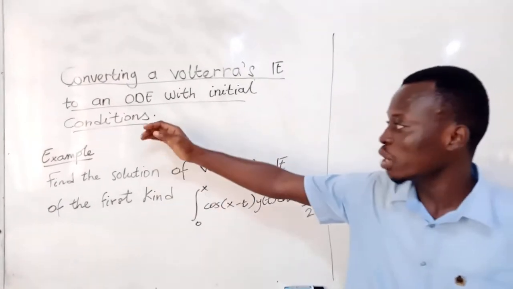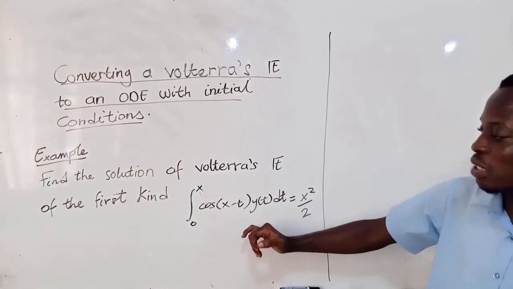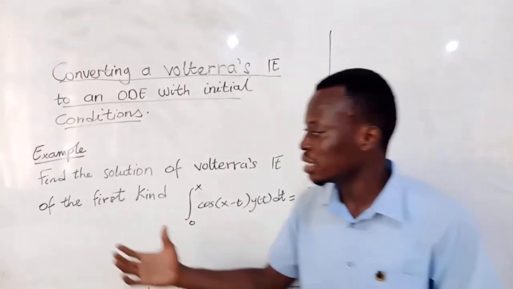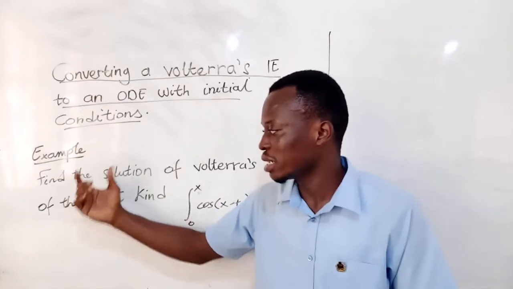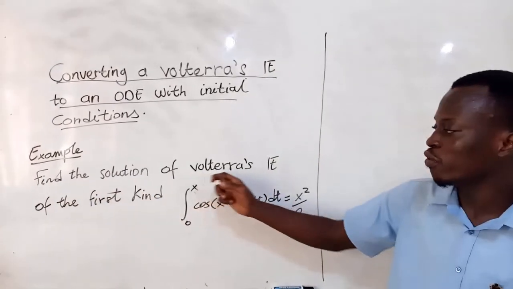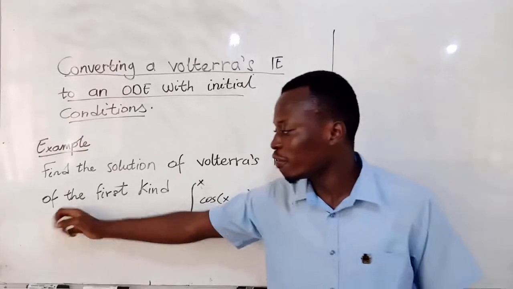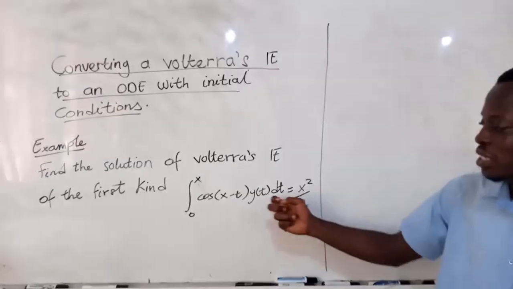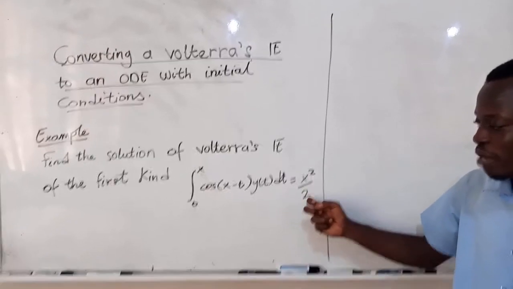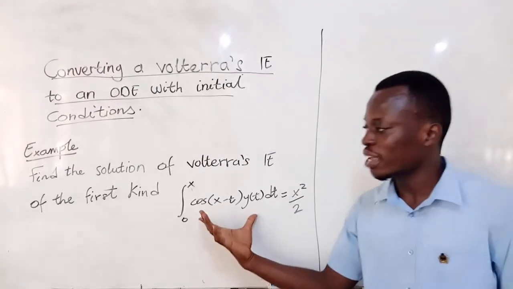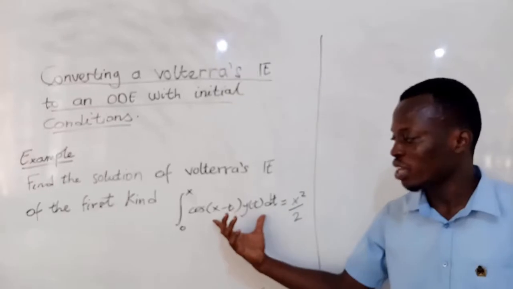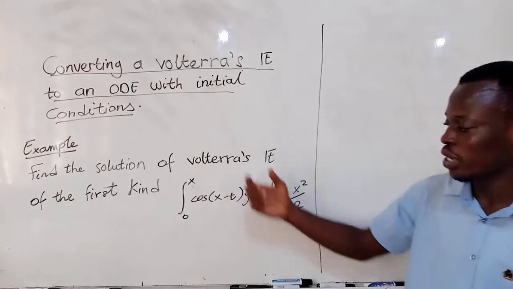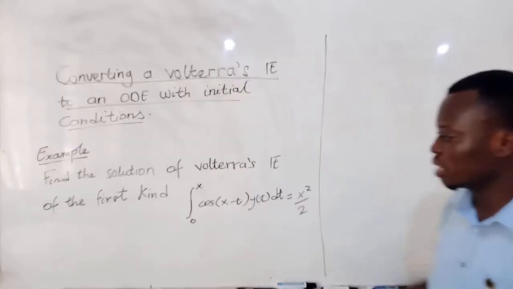Now to get our initial conditions, we can get them from the previous equations. So let's demonstrate it by taking this example. Find the solution of a Volterra's integral equation of the first kind, the integral from 0 to s of cos(s minus t) y(t) dt equals s squared divided by 2. This is the first kind because the unknown function appears only under the integral sign. Integrating from 0 to s makes it a Volterra's integral equation. Now let's consider this equation.